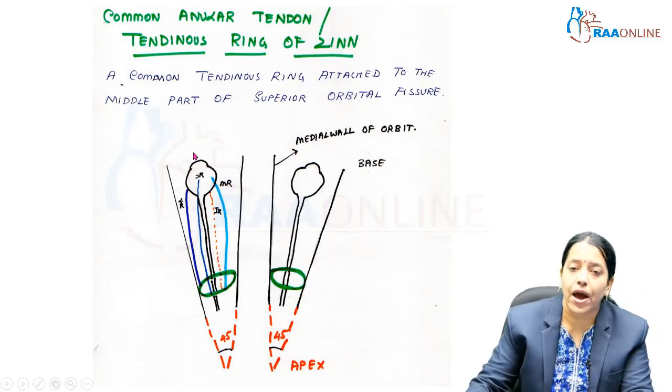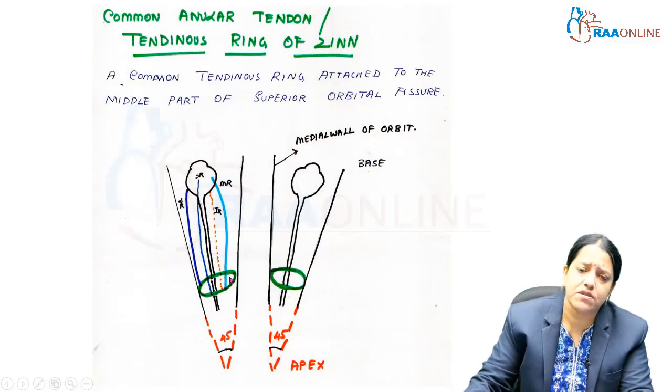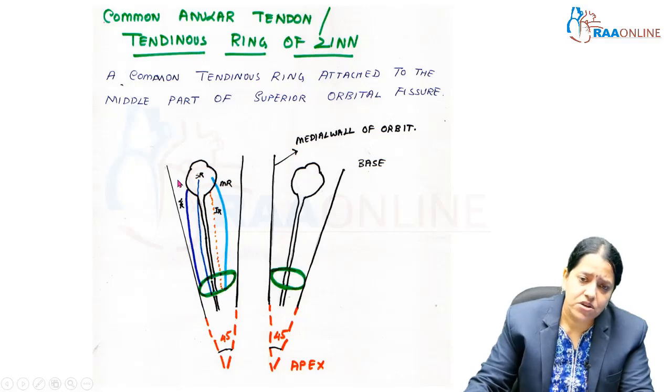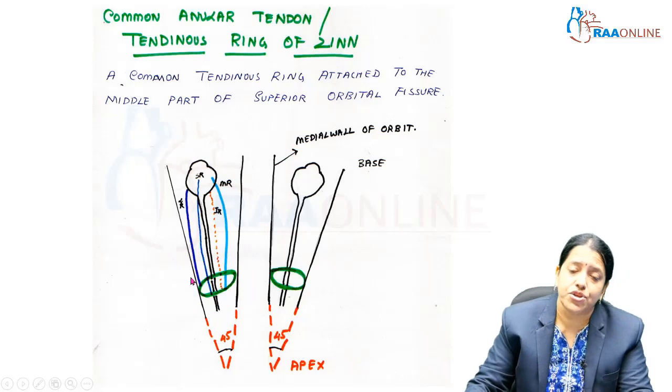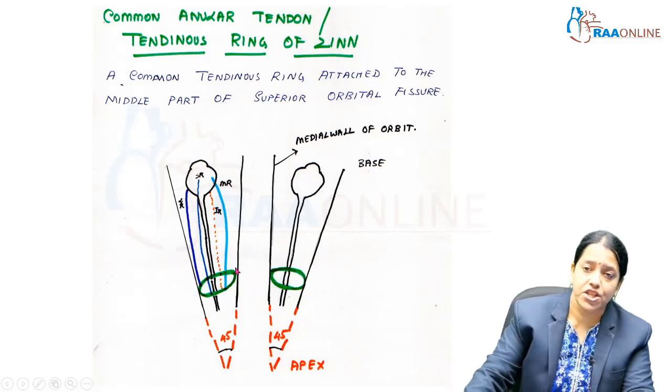If this is the eyeball, then from the common tendinous ring of Zinn, on the medial aspect the medial rectus takes origin, on the lateral part you have the lateral rectus, on the superior part the superior rectus, and on the inferior part the inferior rectus takes origin. So this is how the ring of Zinn gives origin to one muscle from each part.